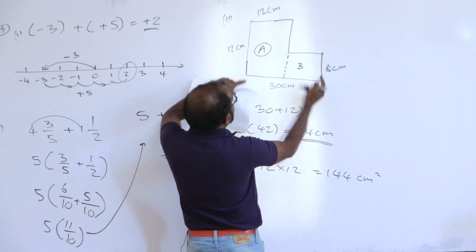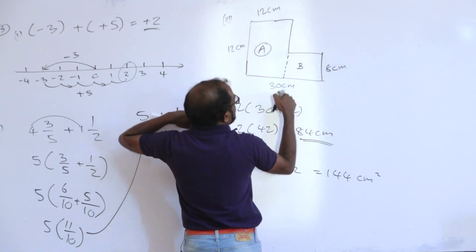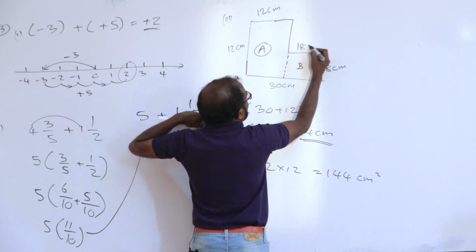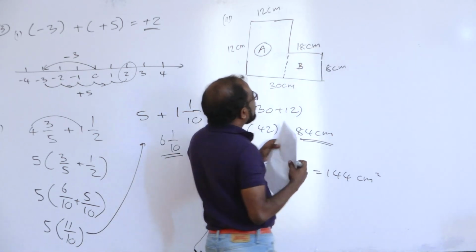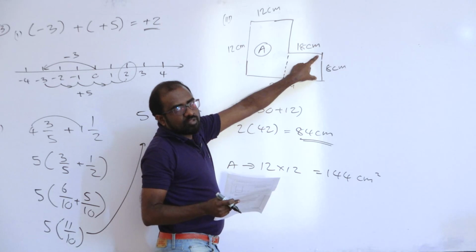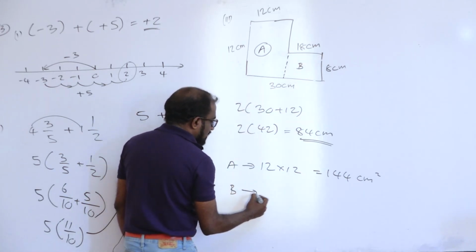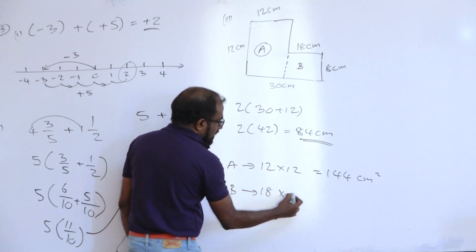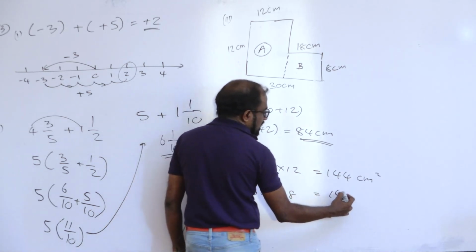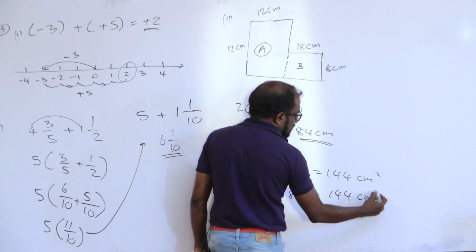Then rectangle B, what's the length? Total length 30. This part is 12. And now 30 subtract 12. The length of this rectangle is 18. Breadth is 8. And now what is the area of part B? 18 times 8, that is 144 square centimeters.